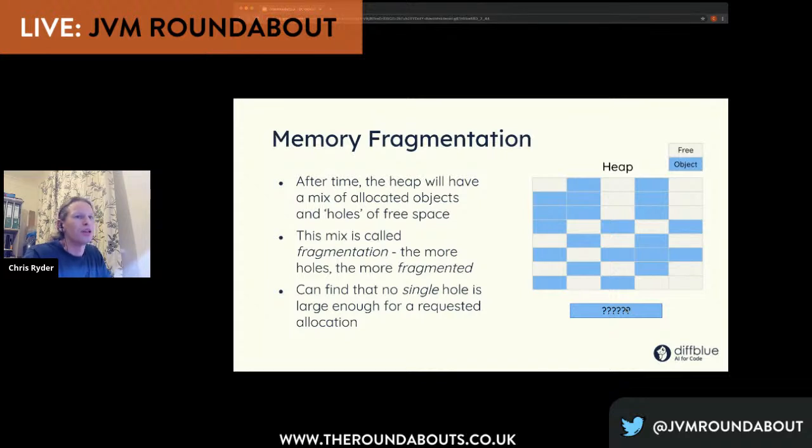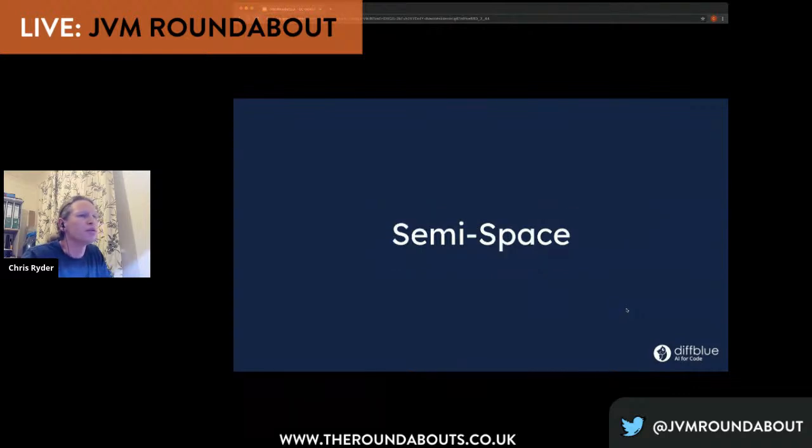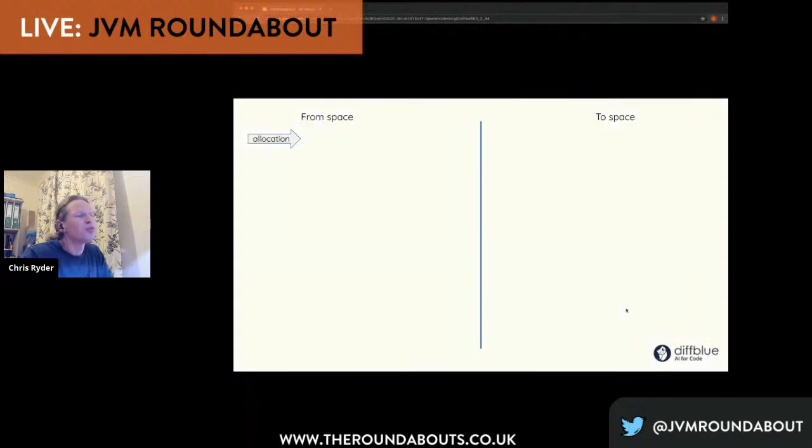So how can we deal with the memory fragmentation issue? One of the ways we do that is what's known as copying collectors, also known as moving collectors. I'm just going to run through probably the simplest copying collector, which is known as semi-space. In semi-space, you notionally split your heap into two halves. You have a from space and a to space. And you start off by allocating objects in your from space.